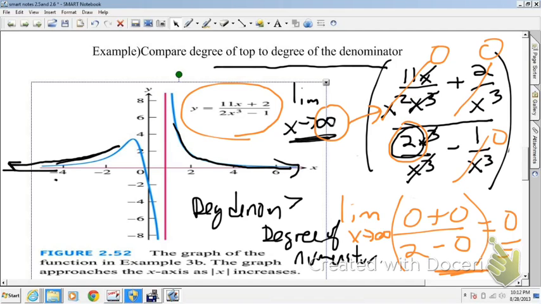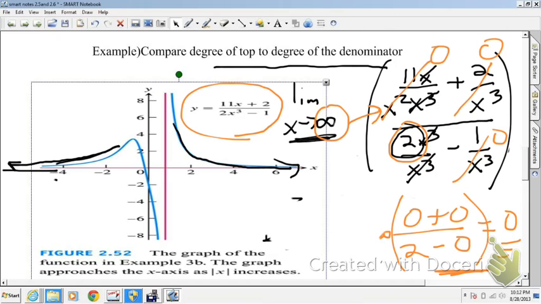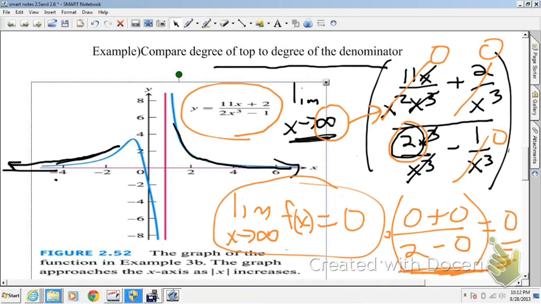And I did want to mention, I was being a little bit of a lazy mathematician there in terms of writing my limit. So, I would write the limit as x approaches infinity of the function f of x is equal to this, which is equal to 0. Okay? And likewise with negative infinity, the same thing would happen.